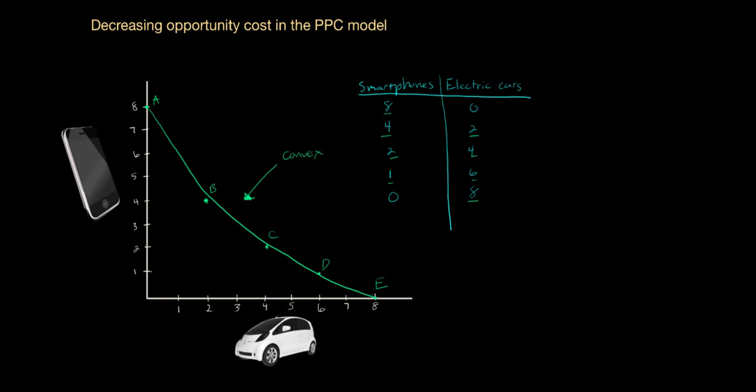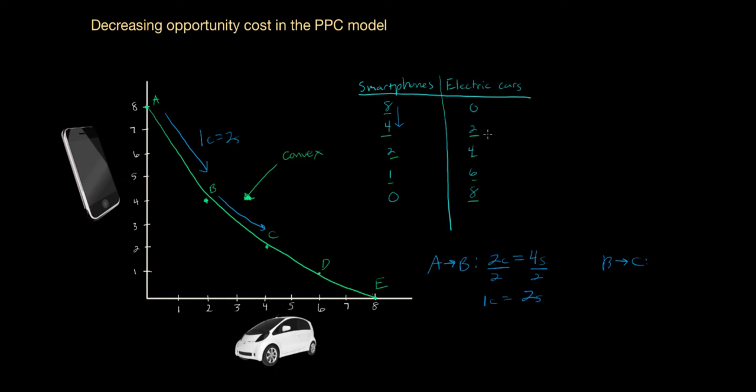As this country moves from point A to B, what's the opportunity cost of electric cars? Well, the country gained 2 electric cars, so it was able to produce 2 more cars at the cost of 4 smartphones given up. So I'll call that 4S. The price of each car was 1 car cost 2 smartphones. So the opportunity cost between A and B, 1 car costs 2 smartphones. What about between B and C? Let's do that now.